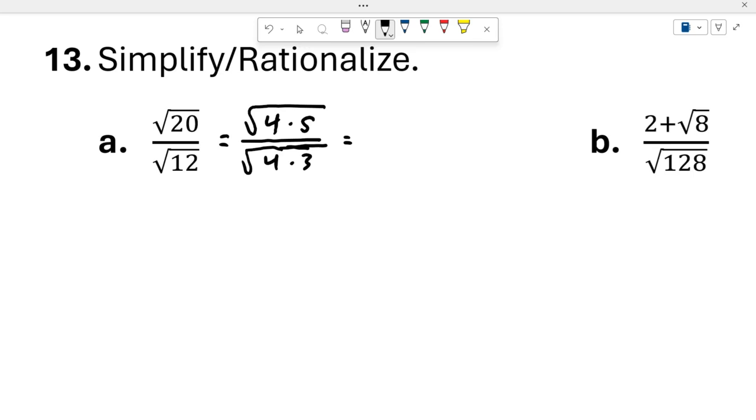So in the numerator, I can bring the 4 out. The square root of 4 is 2, and then the root 5 is going to hang out for a second. And then also in the denominator, I pull out the 4 and I get 2 root 3. And my 2's cancel.